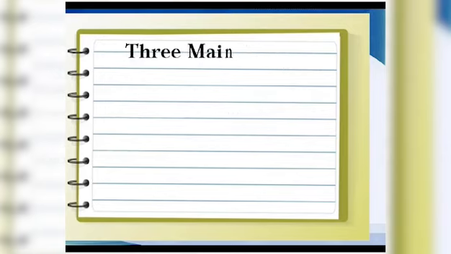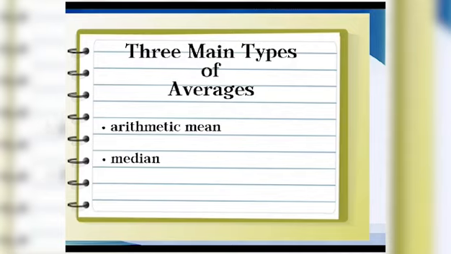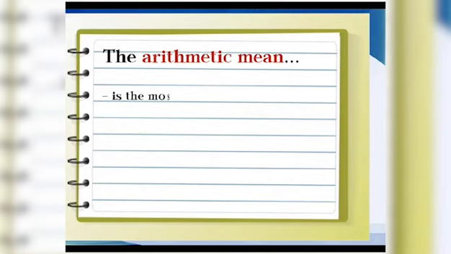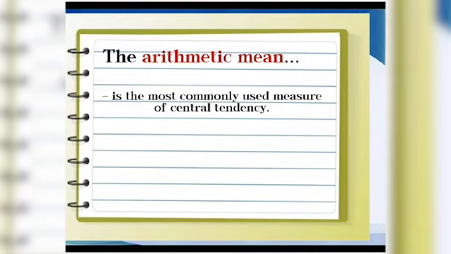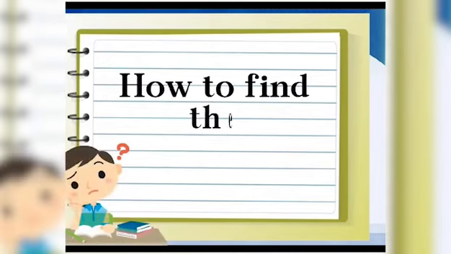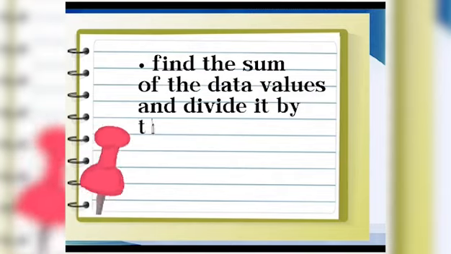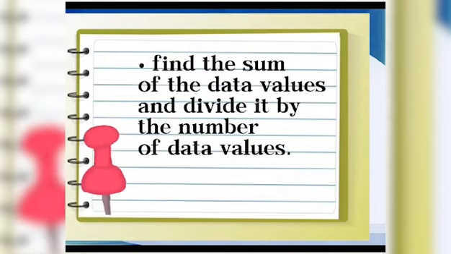So, there are three main types of averages that can be considered, known as the arithmetic mean, the median, and the mode. Arithmetic mean is the most commonly used measure of central tendency. The arithmetic mean of a set of numbers is often referred to simply as the mean. To find the mean of a set of data, find the sum of the data values and divide it by the number of data values.